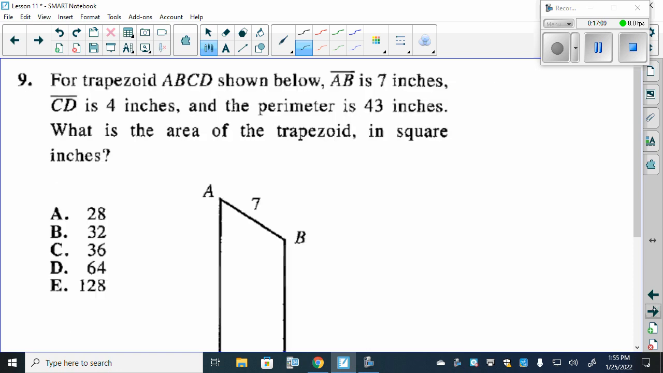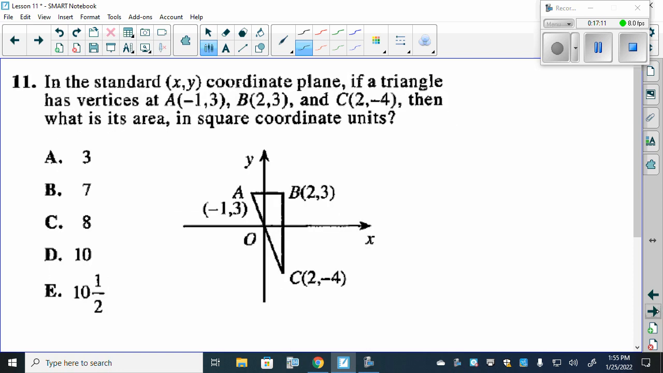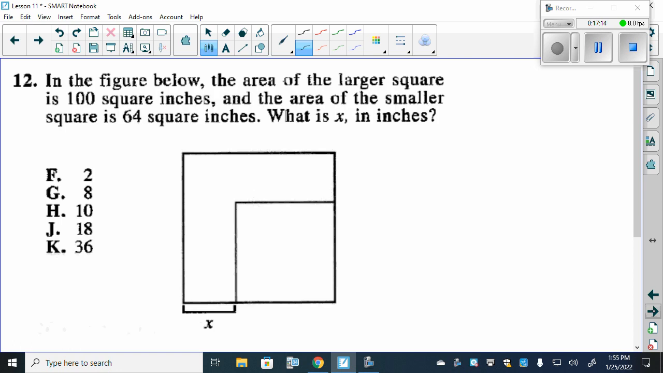Last one I want to look at about all these here is number 12. And I want to look at this one because it is a little funky. This section down here is not actually a part of the figure. It's just saying that this length here is X. That took me a little while to figure out and see that. I thought it was another extension off of that rectangle.